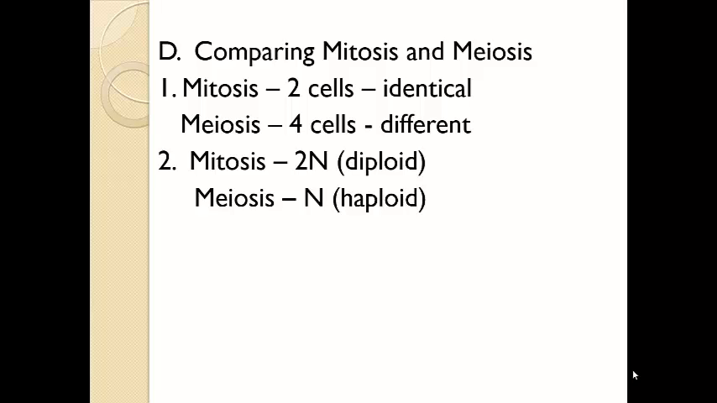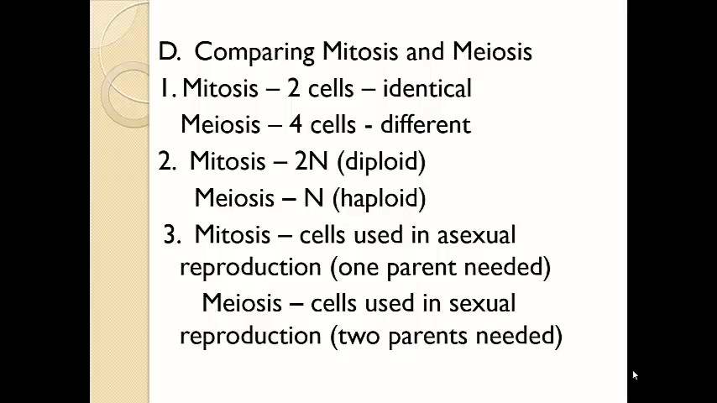Mitosis is 2N, a diploid, 2 sets of chromosomes, where meiosis is just N, or haploid, and only contains 1 set of chromosomes. Mitosis is used by cells that reproduce asexually, like the hydra, where only one parent was needed, whereas meiosis is used by organisms that need 2 sexual partners in order to reproduce.